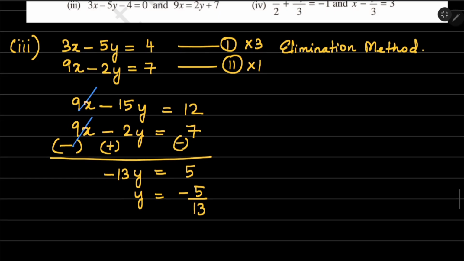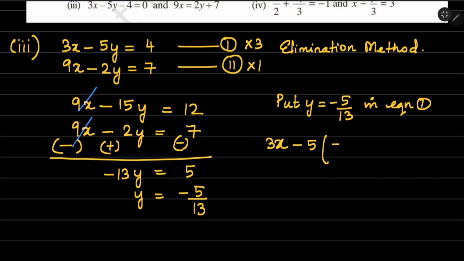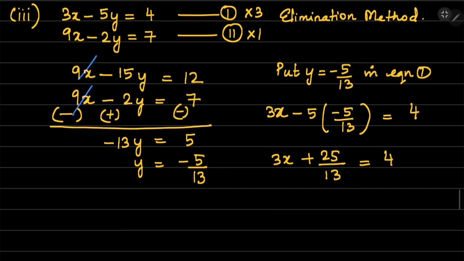Right? Then I can put this in any one of the equations. Let me put it in 1. Put y equal to minus 5 by 13 in equation 1. What do I get now? 3 multiplied by x, 3x minus 5 into, in place of y, I'll write minus 5 by 13, is equal to 4. You have to find x. Let's solve it. So 3x plus 25 by 13 is equal to 4.